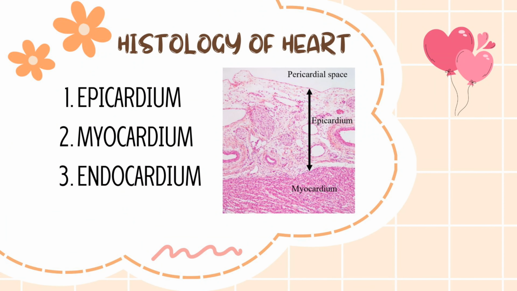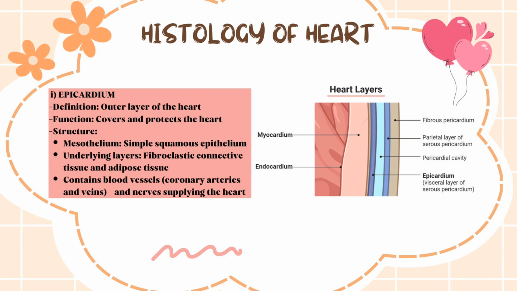Next, I will talk about the histology of the heart. The heart wall comprises of 3 layers, which are epicardium, myocardium, and endocardium. Epicardium is the outermost layer, which function is to cover and protect the heart. Mesothelium for epicardium is simple squamous epithelium, and the underlying layers consist of fibroelastic connective tissues and adipose tissue. Besides, it also contains blood vessels, which are coronary artery and veins, and also nerve supplying the heart.